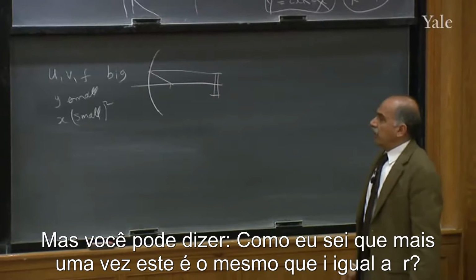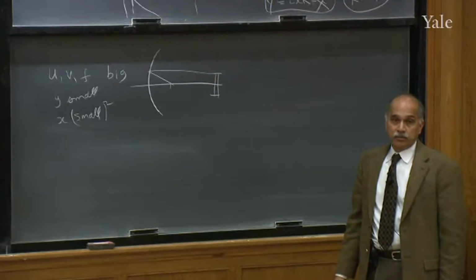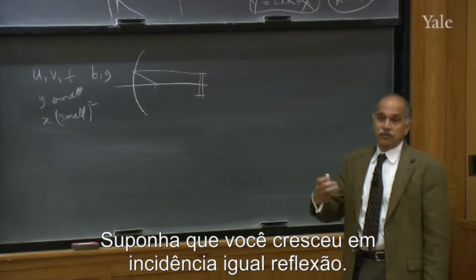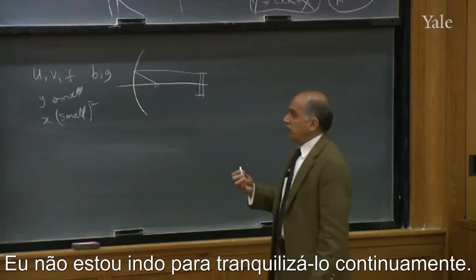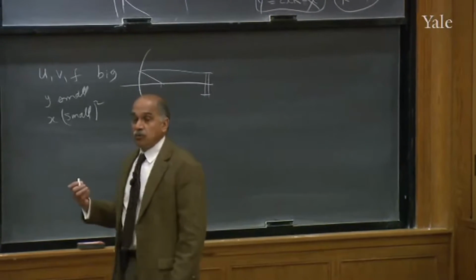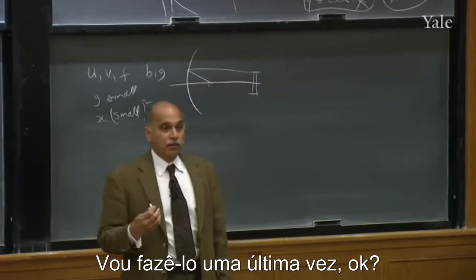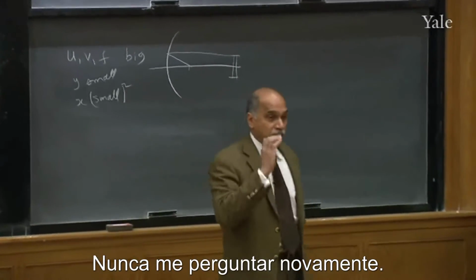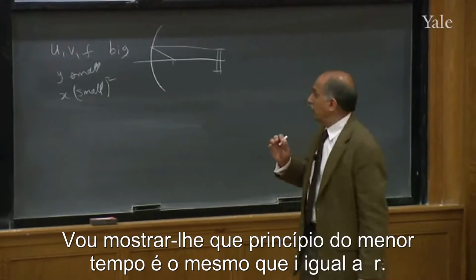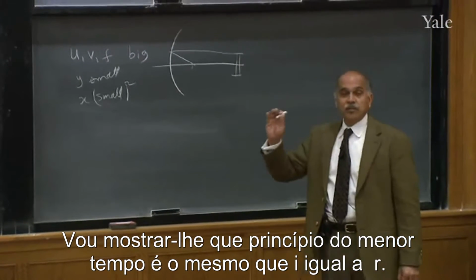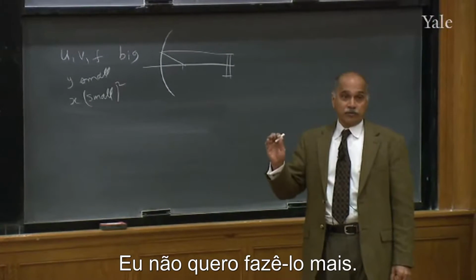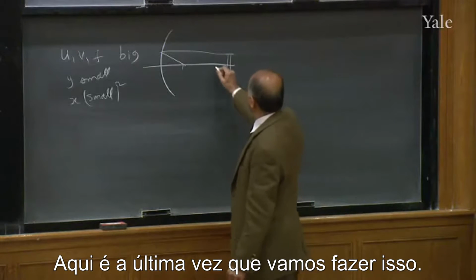But you can say, how do I know once again this is the same as i equal to r? Suppose you grew up on incidence equals reflection. I'm not going to reassure you continuously. I'm going to do it one last time. Okay? Don't ever ask me again. It's the last time. I'm going to show you that the principle of least time is the same as i equal to r. I don't want to do it over. Here's the last time we're going to do this.